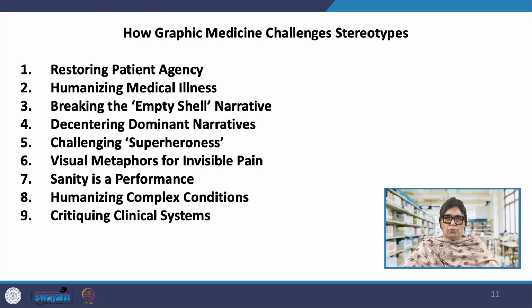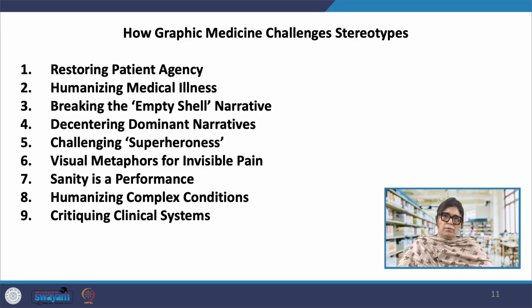Challenging superhero-ness: it also interrogates the hero stereotype of doctors and surgeons, examining the power dynamics and superiority complexes that can exist within the medical profession. Visual metaphors for invisible pain.